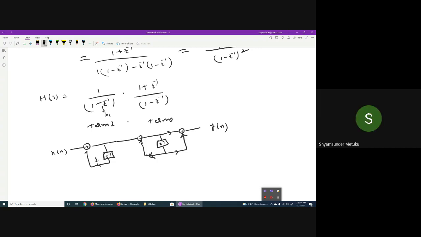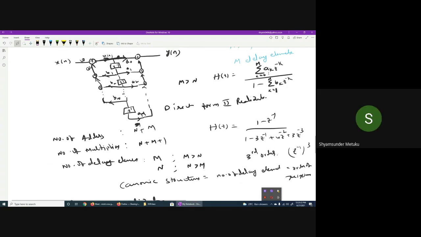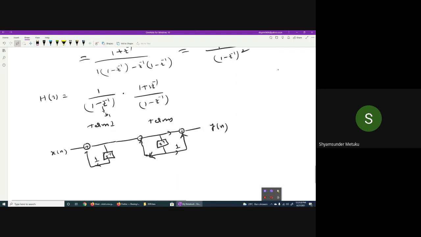Yes, sir. Coming to this side, you tell me. Feed forward. What is the value? Forward means same. So a0 plus a1 into z power. So a0 is 1 actually, a1 is also 1, isn't it? Yes, sir. This term is a0, this term is a1, correct? So this is 1, this is 1, and in the feedback side also 1. So this is very simple.